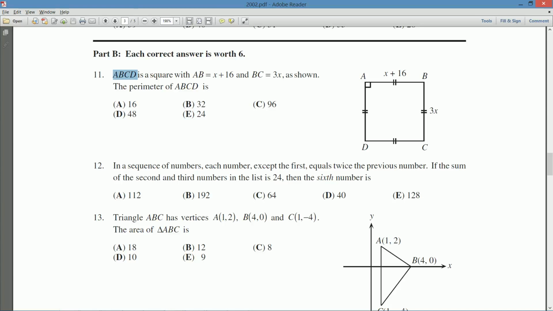So ABCD is a square, so all the side lengths are going to be the same, as we have in our picture denoted here. AB is x plus 16, and BC is 3x, just as they have labeled here. The perimeter of ABCD is, alright, so we don't quite know what x is, and that's inhibiting our ability to actually figure out the perimeter here. But since we know each of the side lengths is the same, we can actually set up the equation. 3x, that side length BC, is going to be the same as side length AB, which is x plus 16.